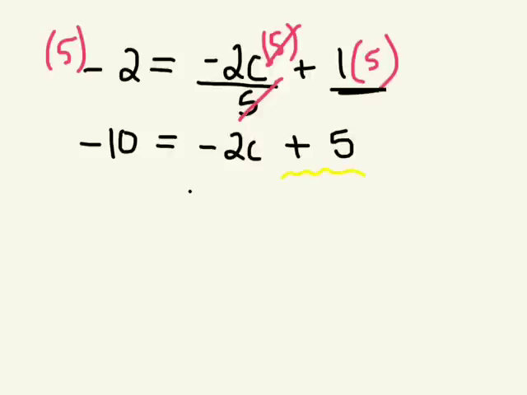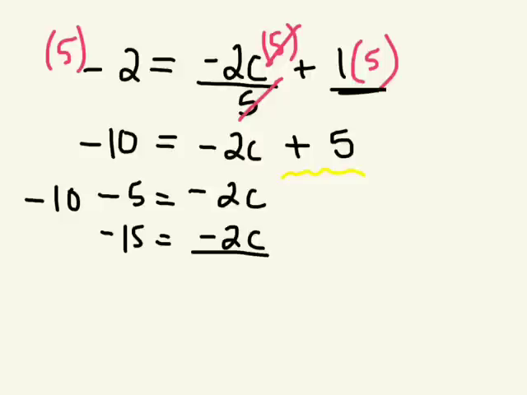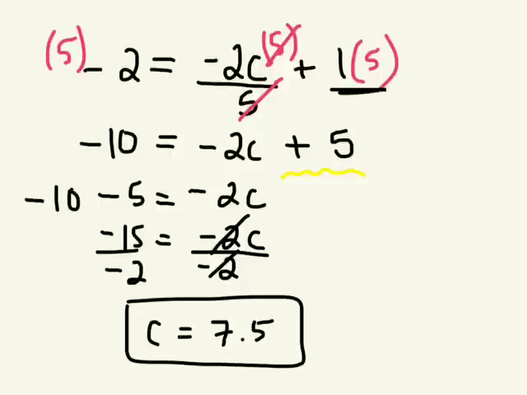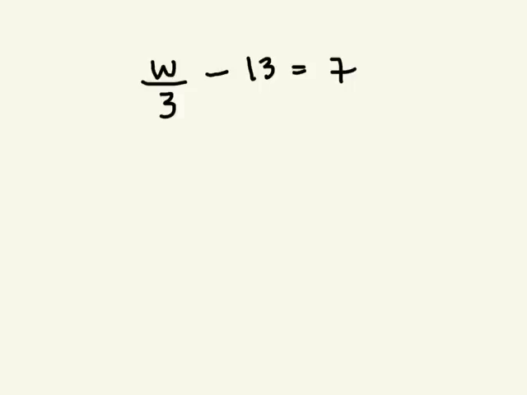Get rid of this plus 5. It becomes minus 5 equals negative 2c. Negative 10, take away 5. We're back where we were, exactly. Divided by negative 2c equals negative 2 times c. Divide both sides by negative 2. We get the exact same answer. c equals 7.5. Okay. I have w, so a number divided by 3, subtract 13 is equal to 7.